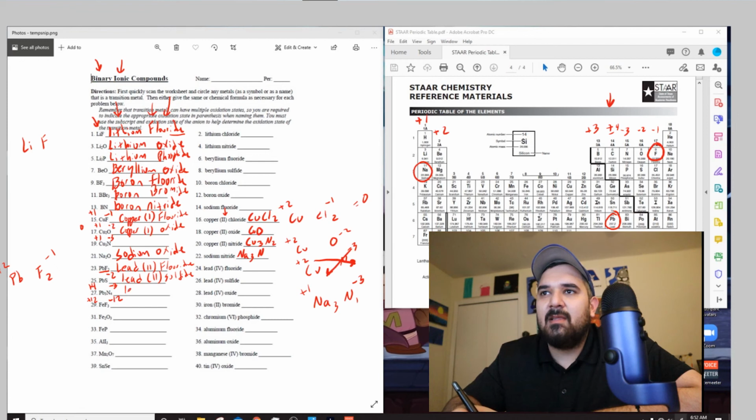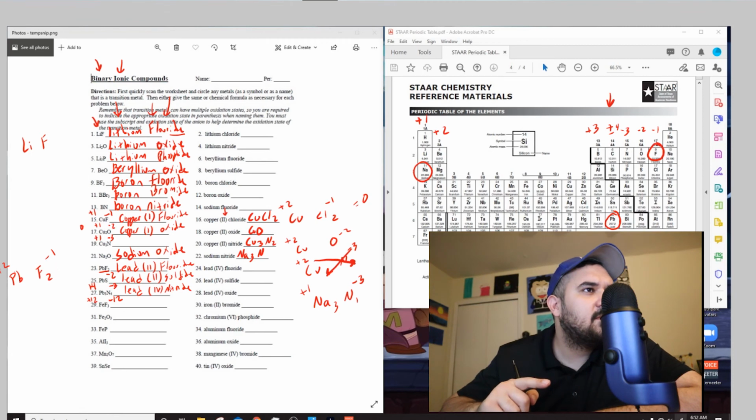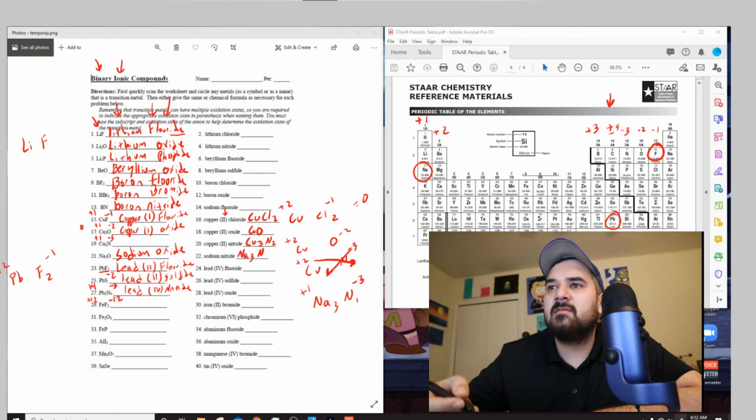So this is going to be lead 4. It's going to be IV. Lead 4 nitride. Yes, that one was correct.